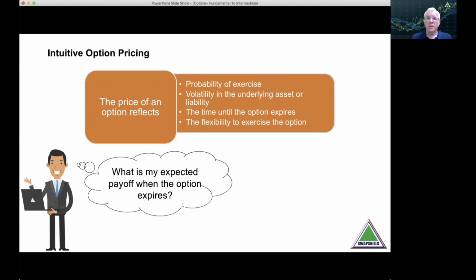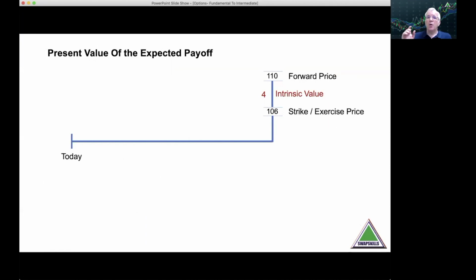So what have we discussed so far? We've said I need to know the probability something's going to happen. If it does happen, how much am I going to have to pay out? How long is the option for? And what type of option is it? Is it American, European, Bermudan, or path dependent? What I'm really trying to think of is this. What is my expected payoff at a future point in time? And what is the present value of that payoff?